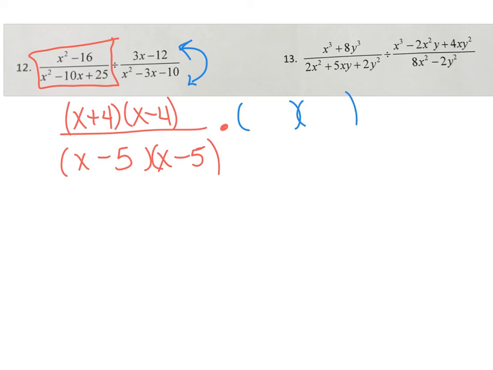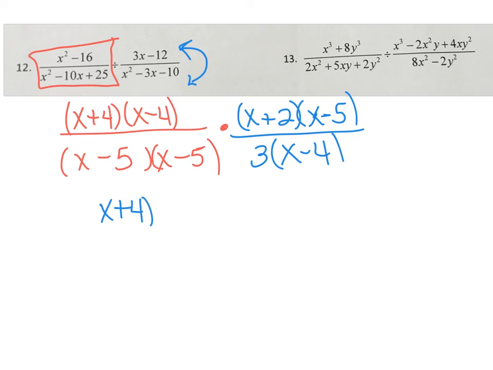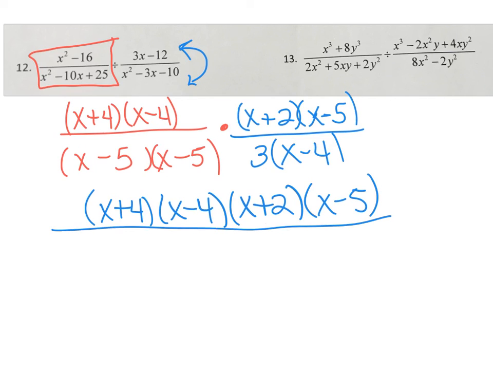So x squared minus 3x minus 10 is going to be x and x. And then 5 and 2, negative with the 5, positive with the 2. And on the bottom, 3x minus 12, the only thing we can do is pull out a GCF, and it's going to be x minus 4. Wow. But look what we have. We actually could write this as one big fraction, x plus 4 times x minus 4 times x plus 2 times x minus 5, all over everything in the denominator, which is x minus 5 and x minus 5.